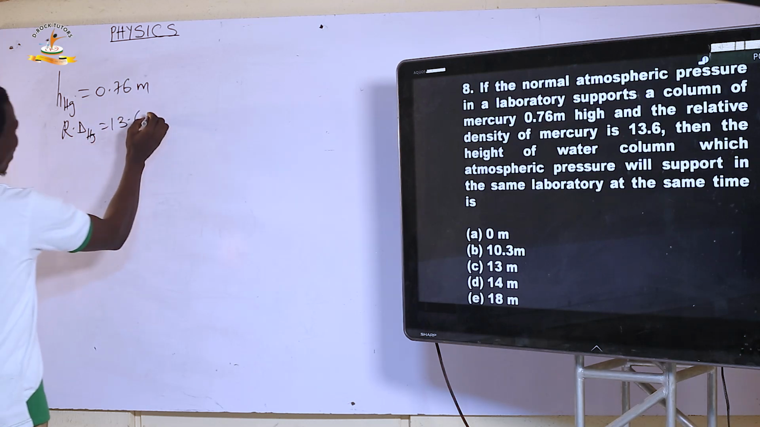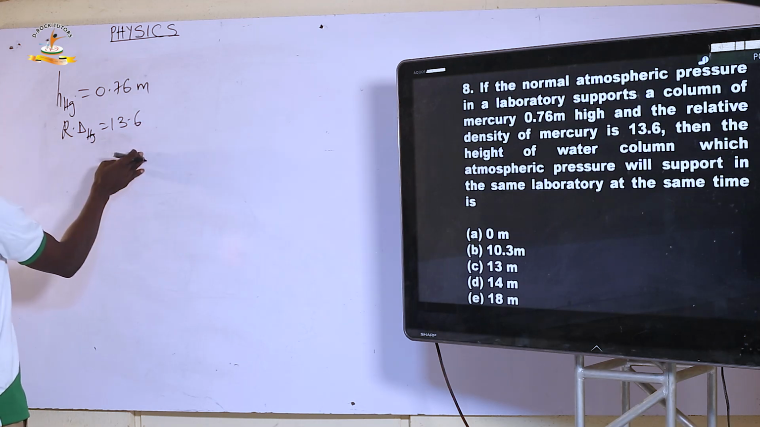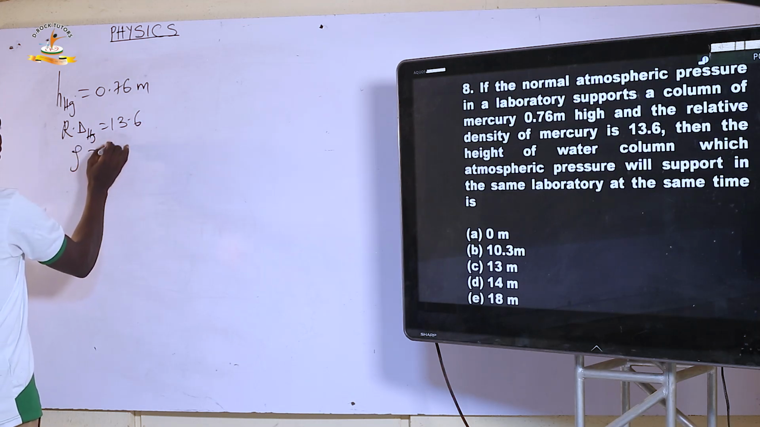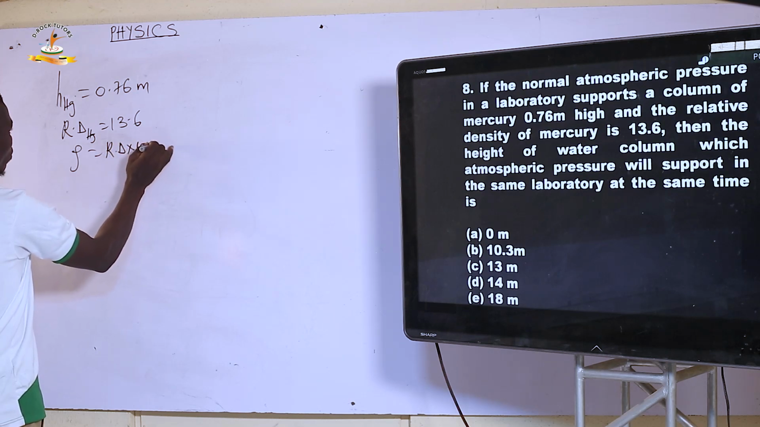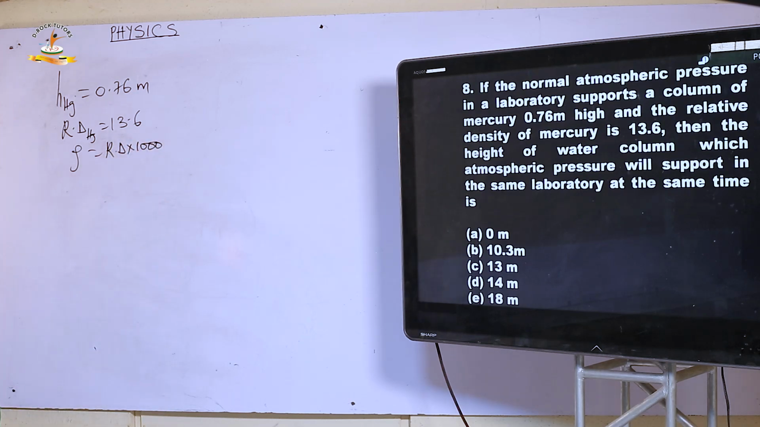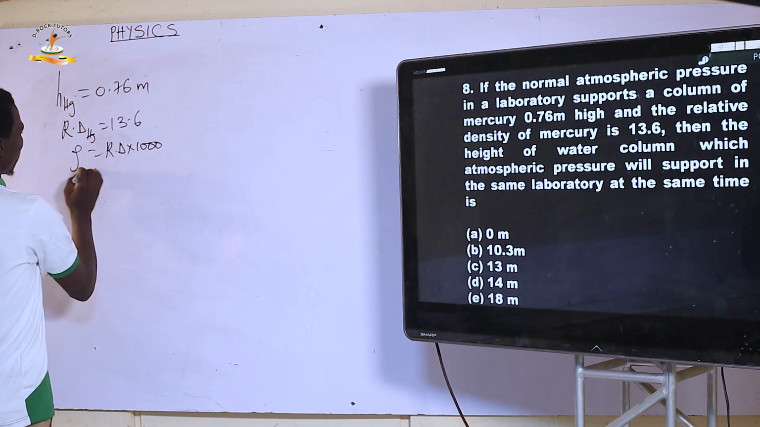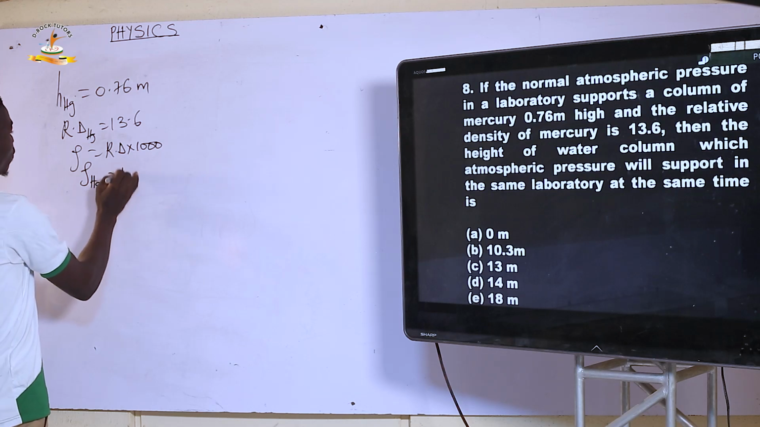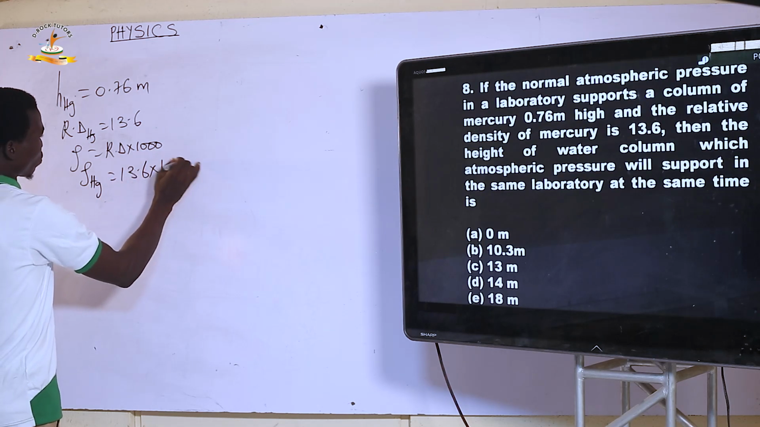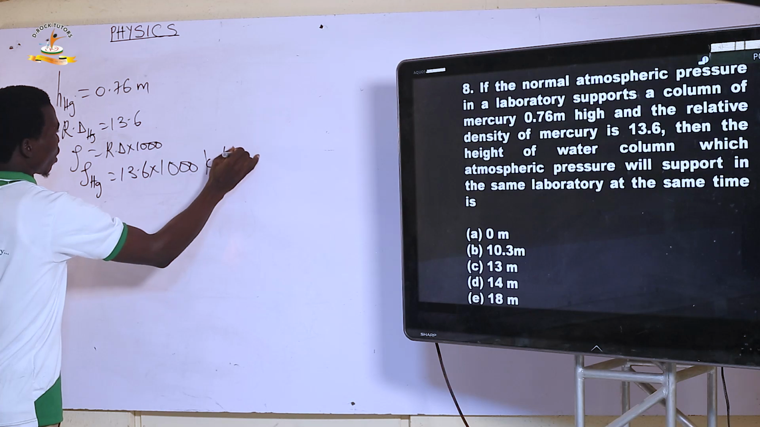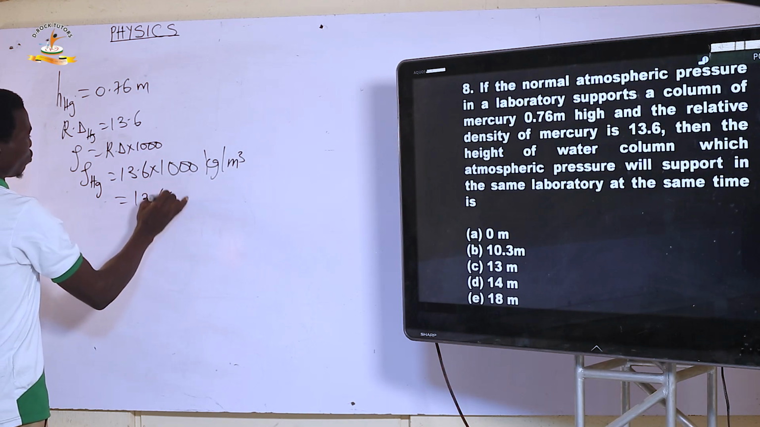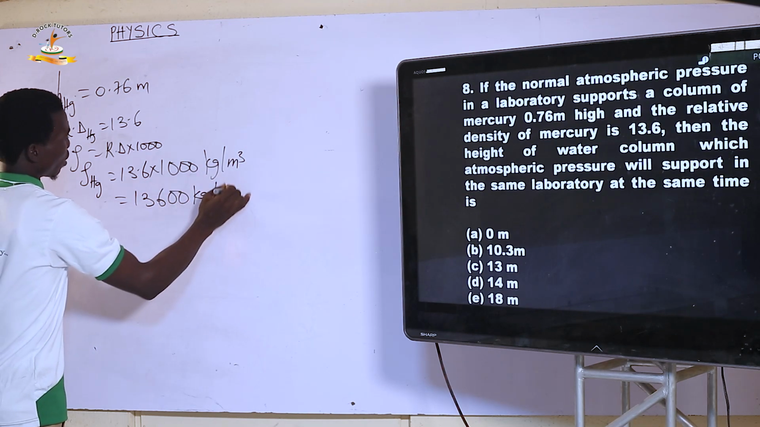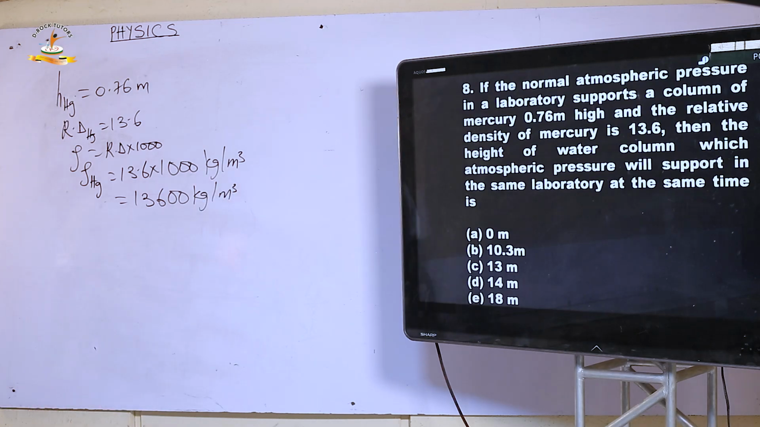I know you must have known the relationship between relative density and density now, because density is relative density times 1000 in MKS standard. If it is in CGS standard, we multiply by 1. So the density of mercury is going to be 13.6 times 1000 kilogram per meter cube, and this is going to be 13600 kilogram per meter cube. That is density. We've not done anything; we only got density from relative density by multiplying by 13.6.